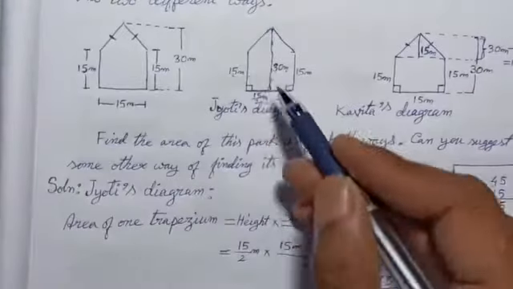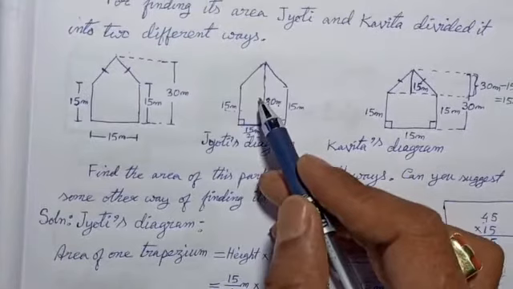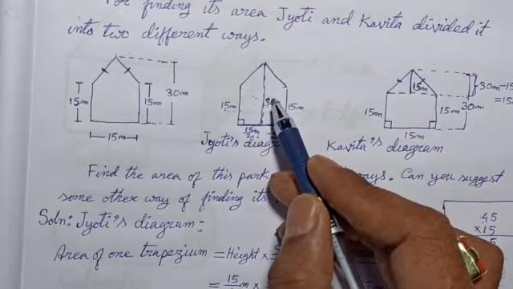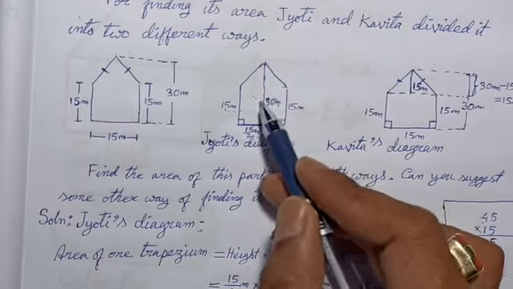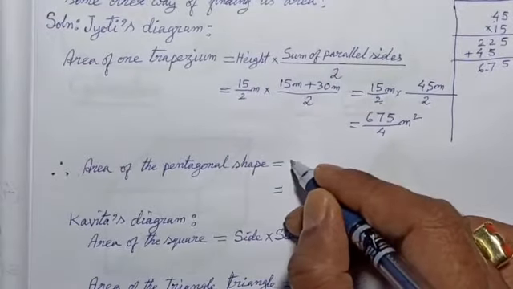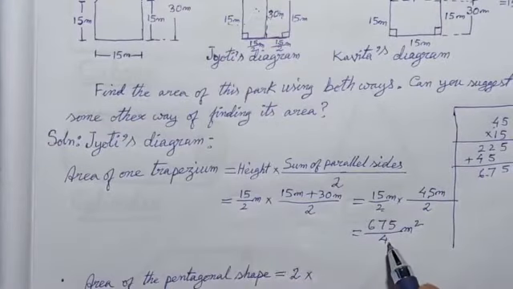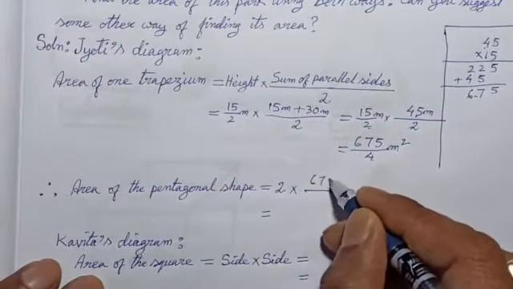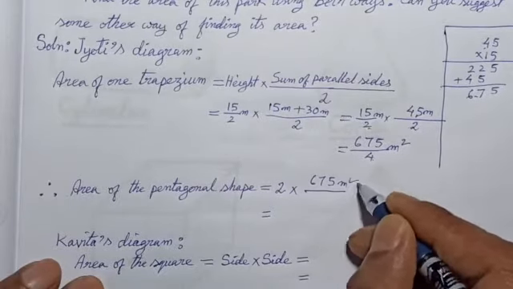So here there are two trapezium. Here one trapezium, here another trapezium, and these two trapezium will be equal in area. Since there are two trapezium, we will multiply 2 with the area of one trapezium. That means 675 meters square divided by 4.